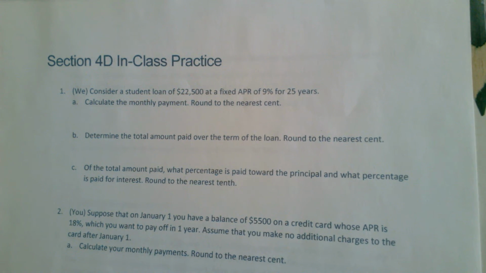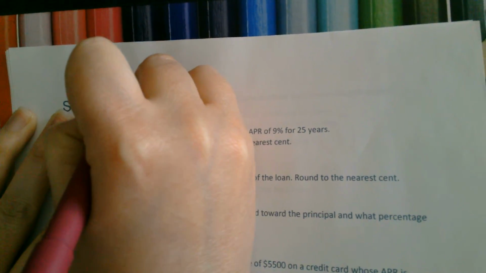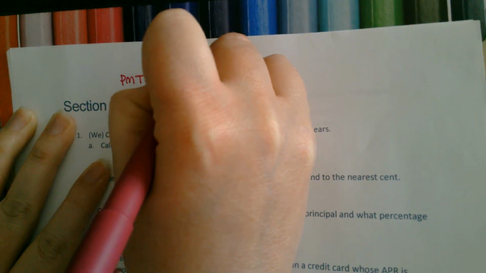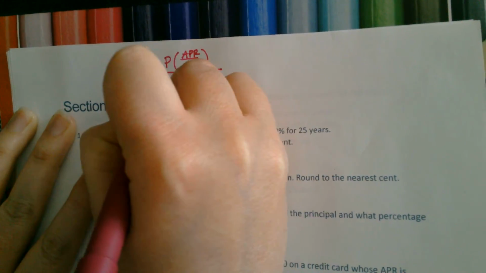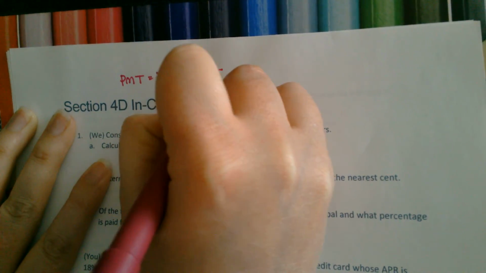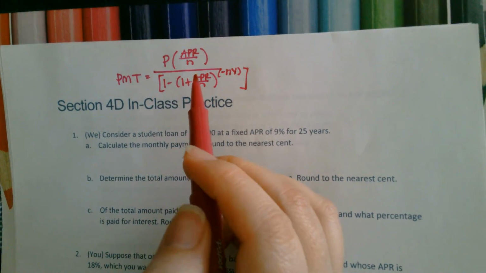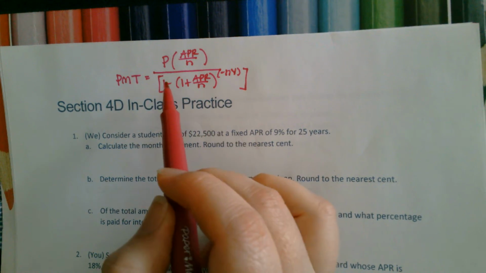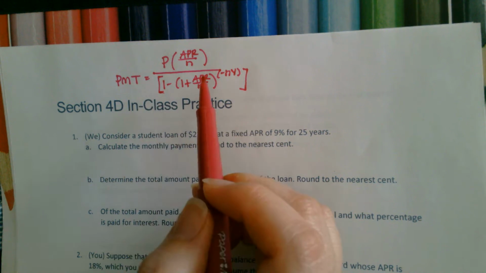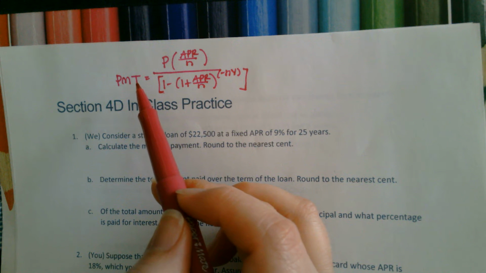Okay, for 4D, we're using the last formula on your formula sheet, which is PMT equals P times APR over N, all over 1 minus (1 plus APR over N) to the negative N times Y. Notice it's almost the backwards of the savings plan, upside down, and it's 1 minus instead of minus 1, and then negative NY. So make sure you don't get this mixed up with the savings plan. Even though they both use a PMT, this is only for loans and not for savings.